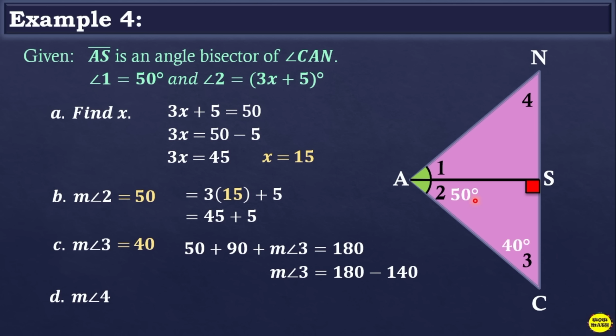Now, since these two angles are congruent, this is also 50. And since this forms two right angles, this is also 90. So if this is 90 and this is 50, this is also 40 degrees. So the measure of angle 4 is equal to 40.